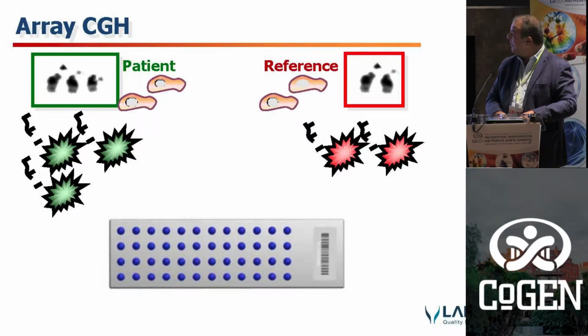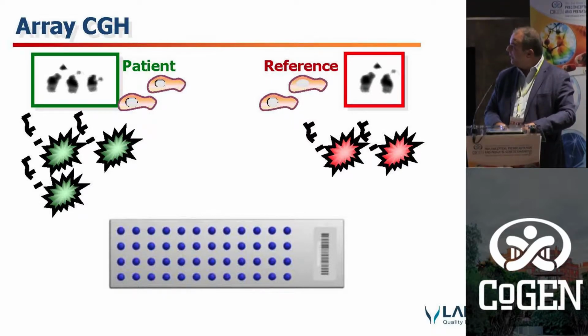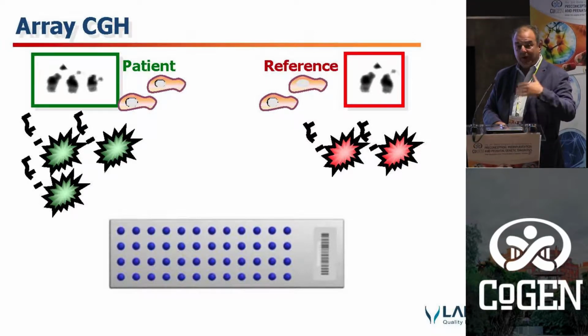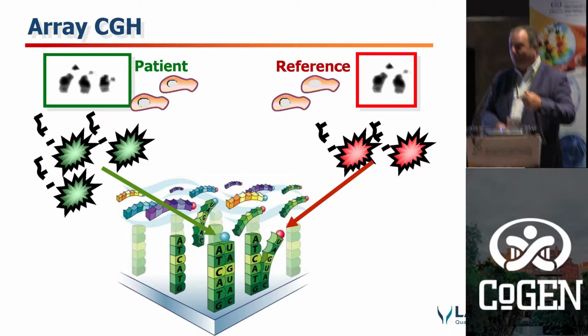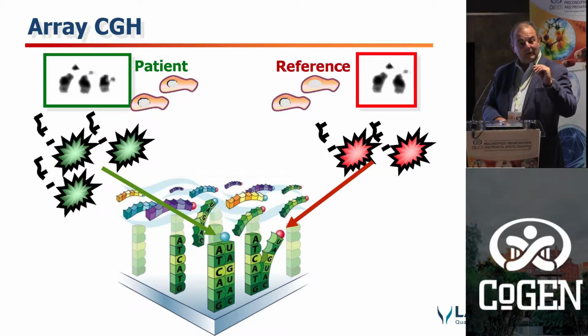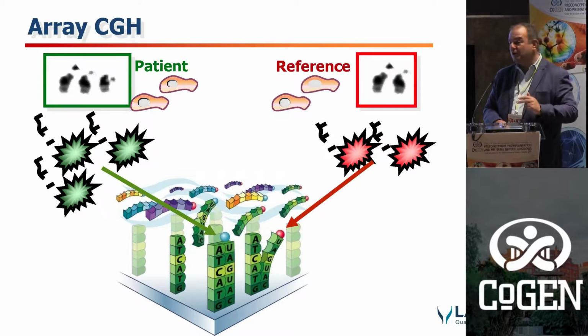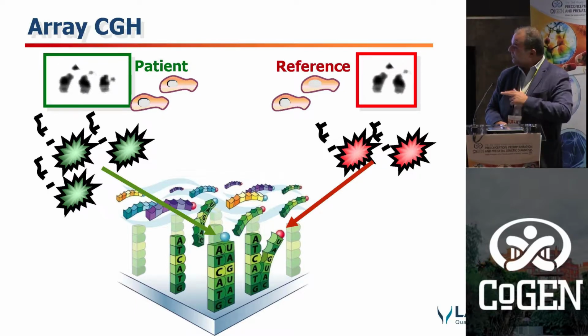Well, we extract DNA from both the patient and the reference DNA of the same sex. We label these with different dyes and then mix them together and hybridize on an array. The array is a solid support, like a microscope slide, with loads of probes which are designed in a specific region of all the chromosomes. So these DNAs hybridize simultaneously.